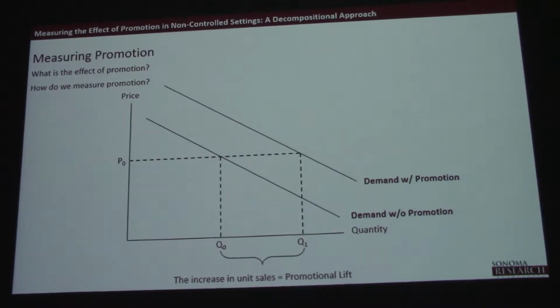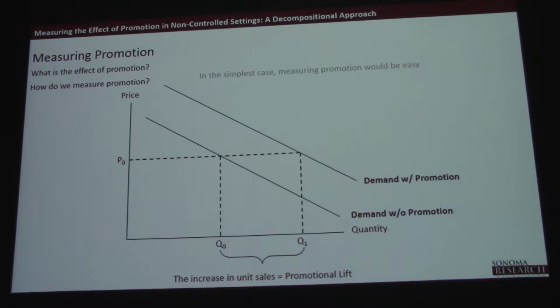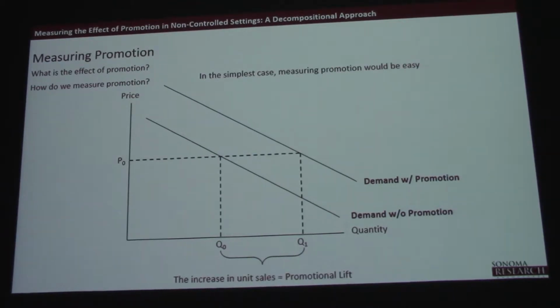The problem is, now let's see what the problem is. Yeah, it'd be easy. And we would do, let's see, how would we measure promotion? So we've run enough regressions in this class. What is promotion? What kind of variable is promotion? Is it a quantitative variable?